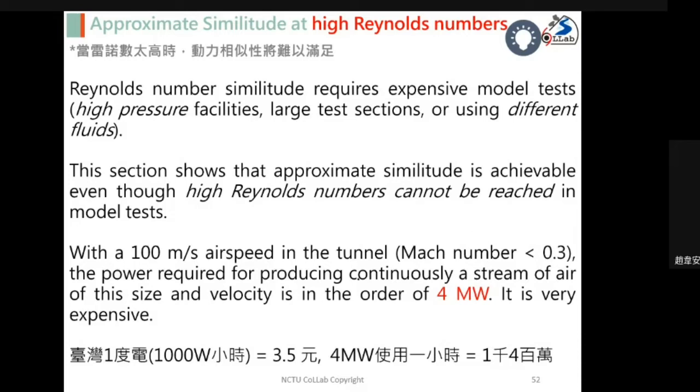In that way, we have two problems. The first is that if the velocity is too high, the compressibility effect will be involved in our problem. The second is that if we need to create relatively high airspeed in our testing, the power requirement is also too high, and we will need to spend a lot of money to conduct this kind of laboratory experiment. So it is too expensive and cannot always be conducted.